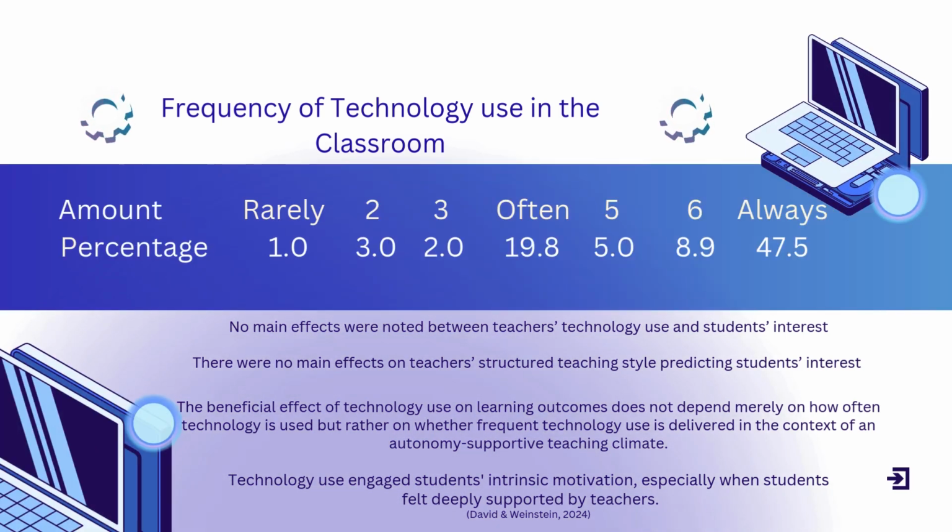In this graph that outlines the frequency they reported that they used technology in the classroom, you will note that 47.5% always use technology, and about 19.8% often use technology. Only 1% used it rarely. There were no main effects noted between teachers' technology use and students' interest. There were no main effects noted on teachers' structured teaching style predicting students' interest.